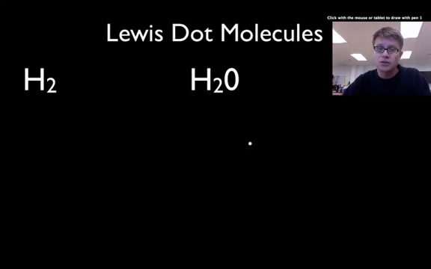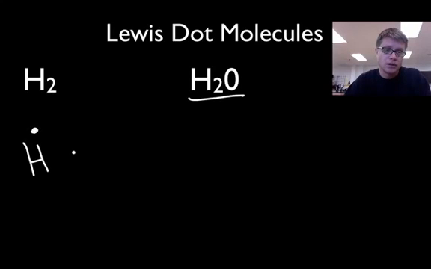Okay, let's do the next one, H2O. It's going to get a little harder. Let's draw them out. So we've got one hydrogen. It's got one valence electron. We've got another hydrogen with another valence electron. And then we've got an oxygen. If we fill that in, it's going to look like that.